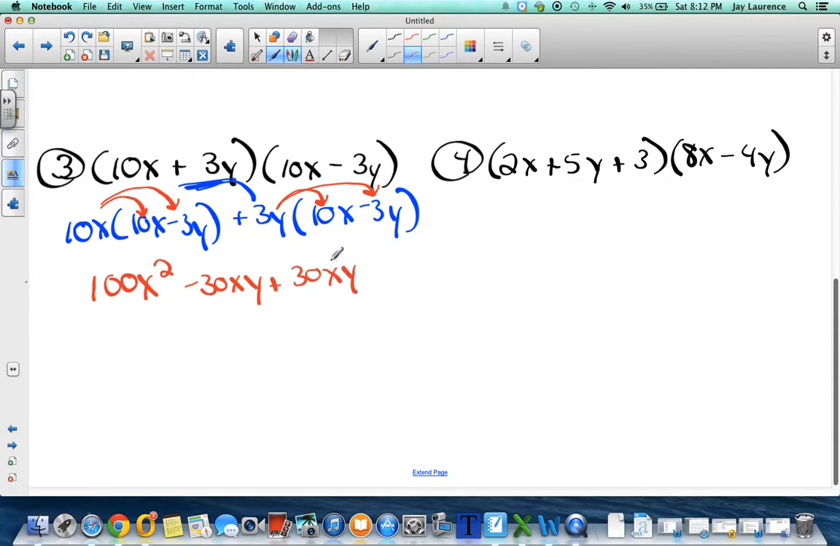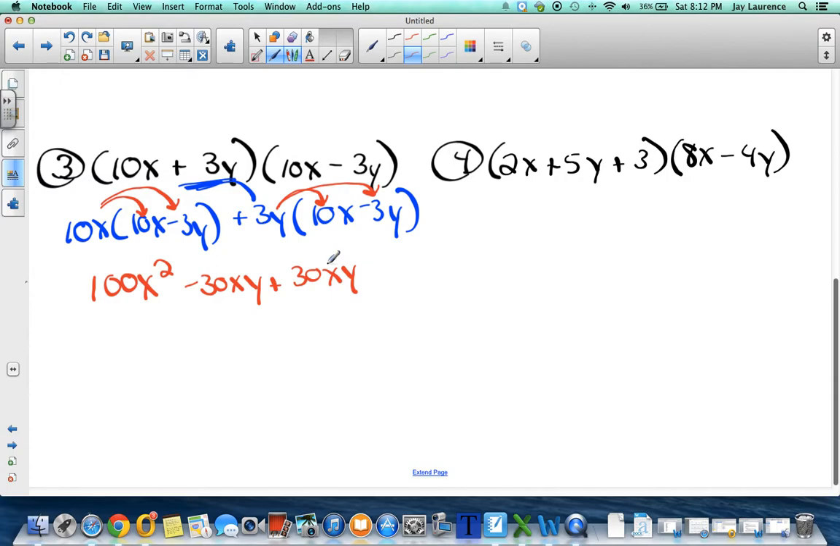Remember, I warned you that yx and xy are the same number, but if you write one as xy and the other one as yx, you might not recognize that they are like terms. So I'm going to encourage you to always write things alphabetically, x before y before z, etc.